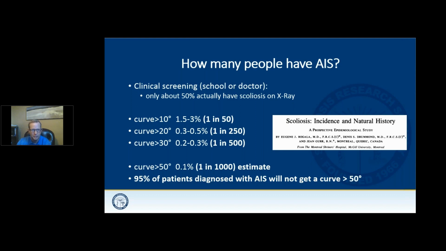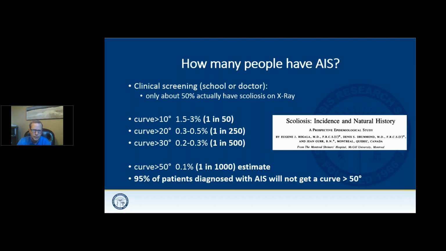Now here's the good news. If you get identified as having scoliosis just on this physical examination where you bend over, you really only have it about half the time, and that's just because the physical examination is not nearly as accurate as the x-ray. So if you get referred for a scoliosis x-ray, it's also nothing to lose sleep over because half the time you're not really going to have it.